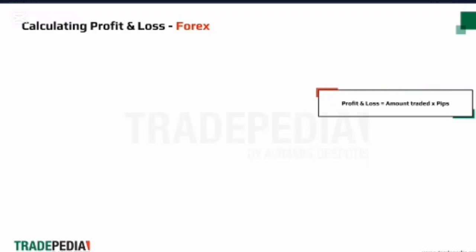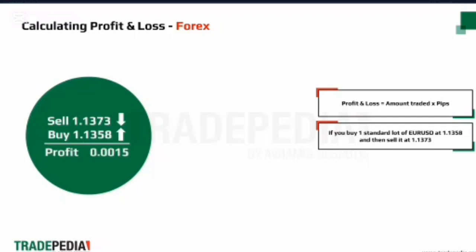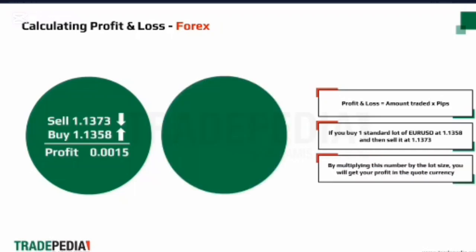The profit and loss is calculated by multiplying the amount traded with the pips gained or lost. For example, if you buy one standard lot of euro against US dollar at 1.1358 and sell it back when it reaches 1.1373, you will earn 0.0015, or 15 pips. By multiplying this number by the lot size, you will get your profit in the quote currency, which is 0.0015 times 100,000 equals to $150.